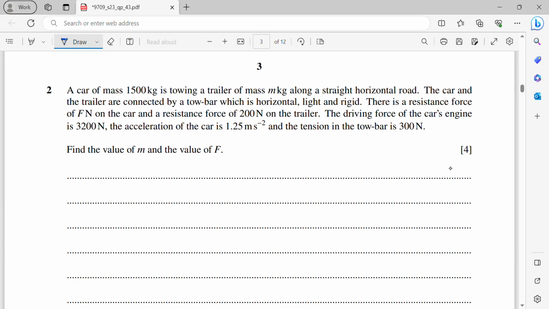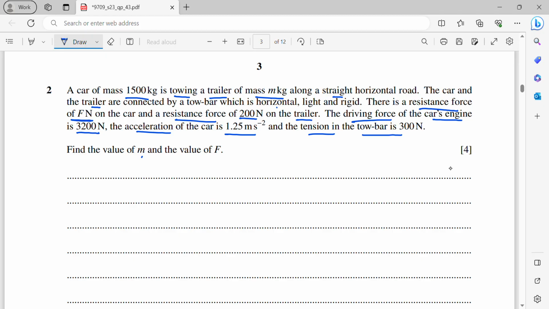Now question number 2. A car of mass 1,500 kilograms is towing a trailer of mass m kilograms along a straight horizontal route. The car and the trailer are connected by a tow bar which is horizontal, light and rigid. There is a resistance force of F Newtons on the car and a resistance force of 200 Newtons on the trailer. The driving force of the car's engine is 3,200 Newtons and the acceleration of the car is 1.25 meters per second squared. The tension in the tow bar is 300 Newtons. Find m and F.